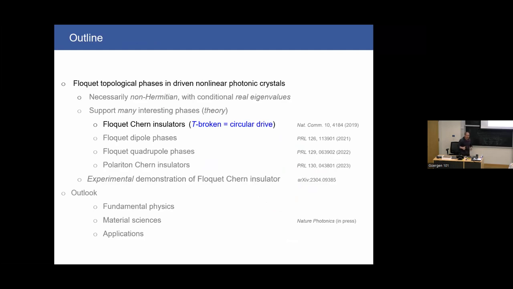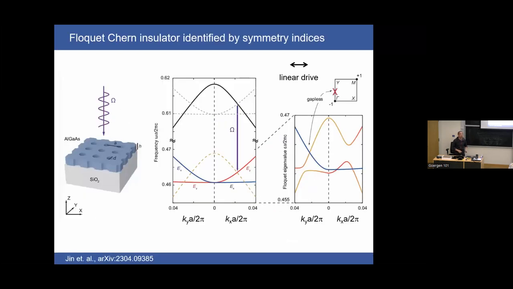Okay, so now we understand there is a Floquet eigenvalue problem. I know how to break time symmetry now using an elliptically polarized drive or circularly polarized drive. Let's put it all together to realize a Floquet topological insulator. We went through different iterations of the design. This is the latest design. I'll show you this one because I'll show you the experimental results based on this design later.